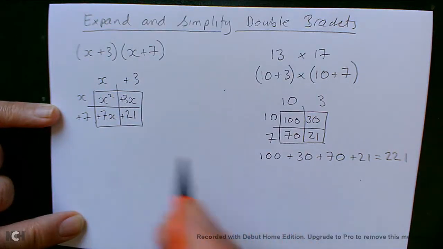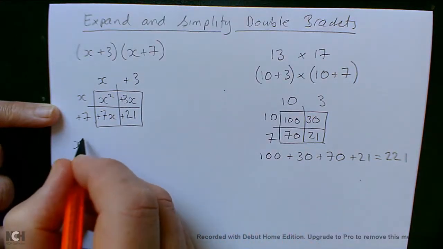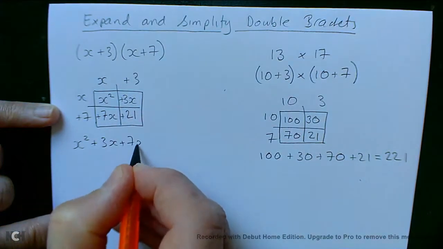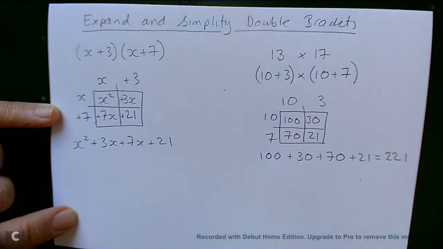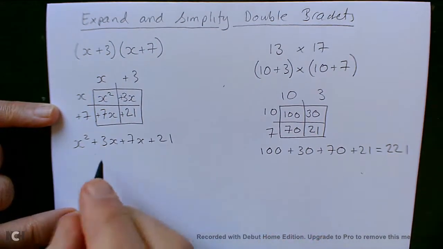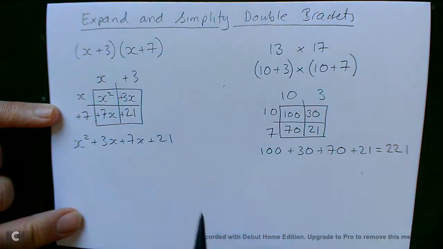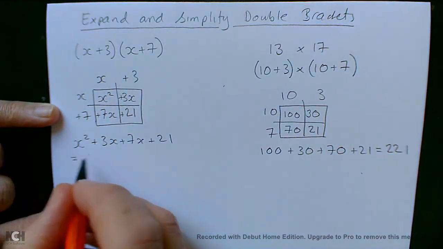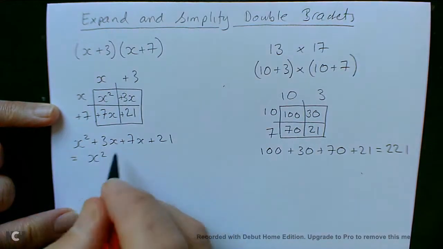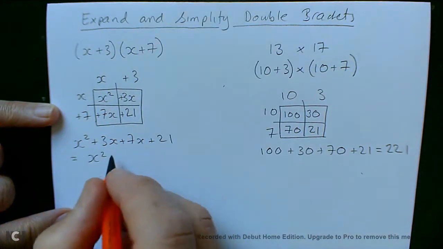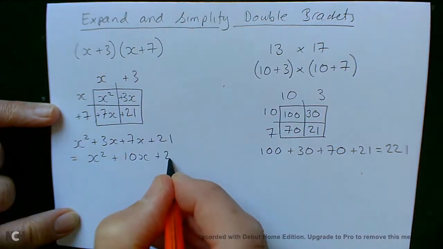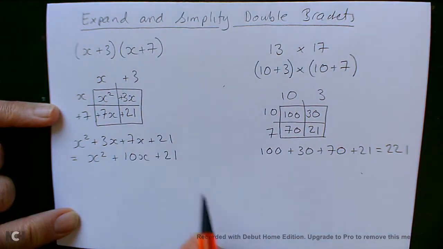Similarly to this one, I now add the numbers which are in my boxes. X squared. So this is what is meant by expanding these double brackets. Now the simplifying part, because these are just in terms of x, I can add them together and I'll finish with my 21. So this is expand, this is simplify.